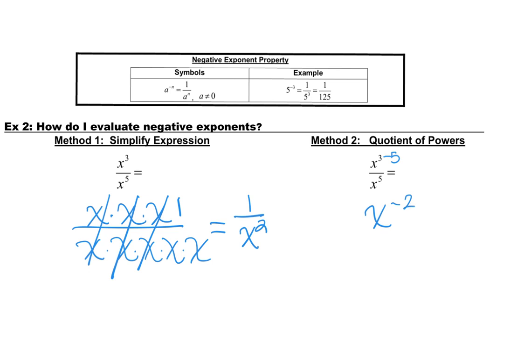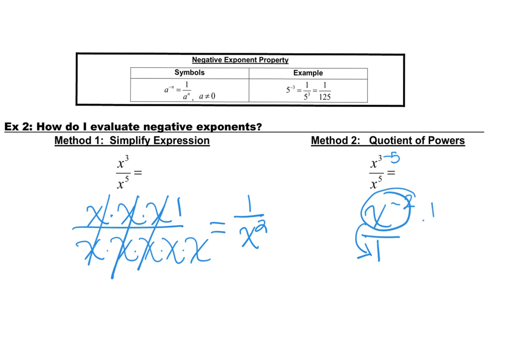And now we just talked about how the negative exponent property says that to make this negative exponent positive, we are going to flip it, or I like to think about it as if I bring it down below the division sign or the division bar there in the fraction, that it then makes it positive.